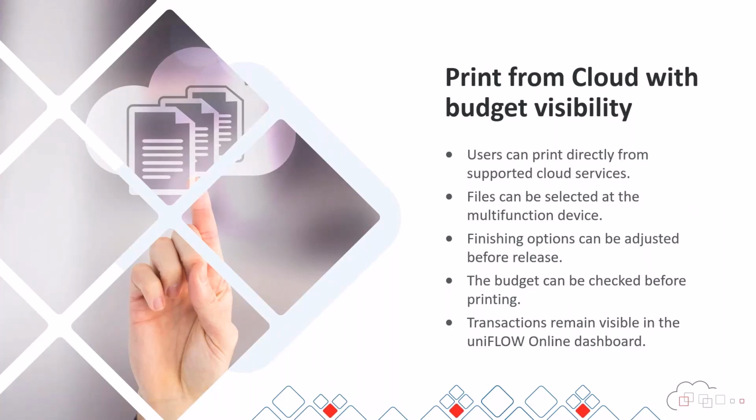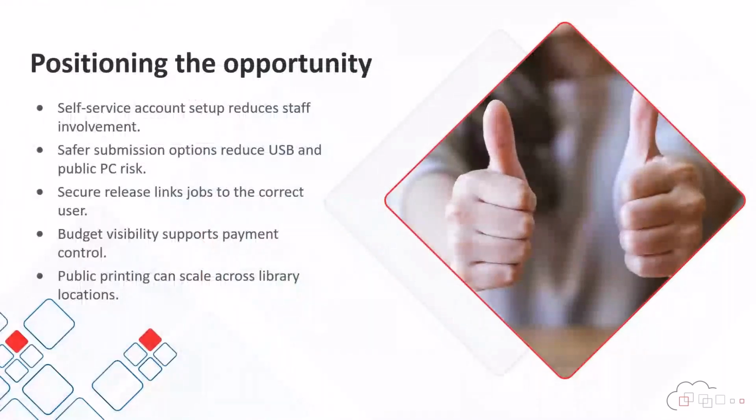So now that we have seen the main ways users can register, submit jobs, manage budget, and release documents, let's look at some of these key points just as a review. So for me, the key point is that libraries can give users easier access to printing while still keeping control of security, payment, and usage. Now, the main points are self-service account setup, safer submission options, secure release, and clear budget control. Now, this is useful for any customer that needs printing for visitors, walking users, or shared public spaces.